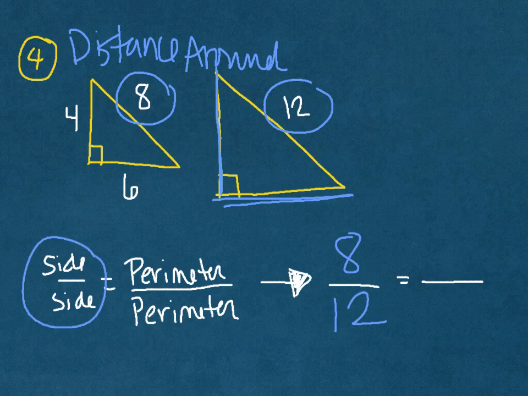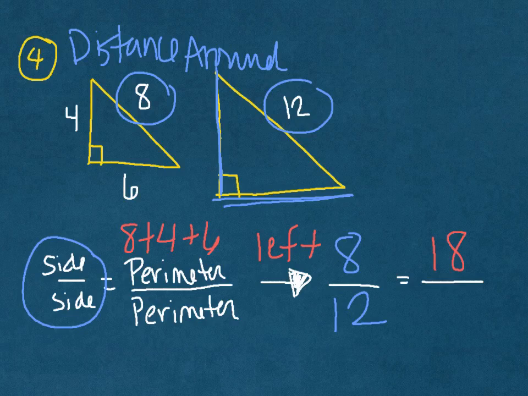The next thing is going to be the perimeter. As you notice, the perimeter of the triangle on the left is going to go on the top. So to get the perimeter, you're going to go 8 plus 4 plus 6. So 8 plus 4 plus 6 is going to give you 18. And then the perimeter of this triangle over here on the right, we don't know, so that's going to be a question mark, or x. We don't know what that is.